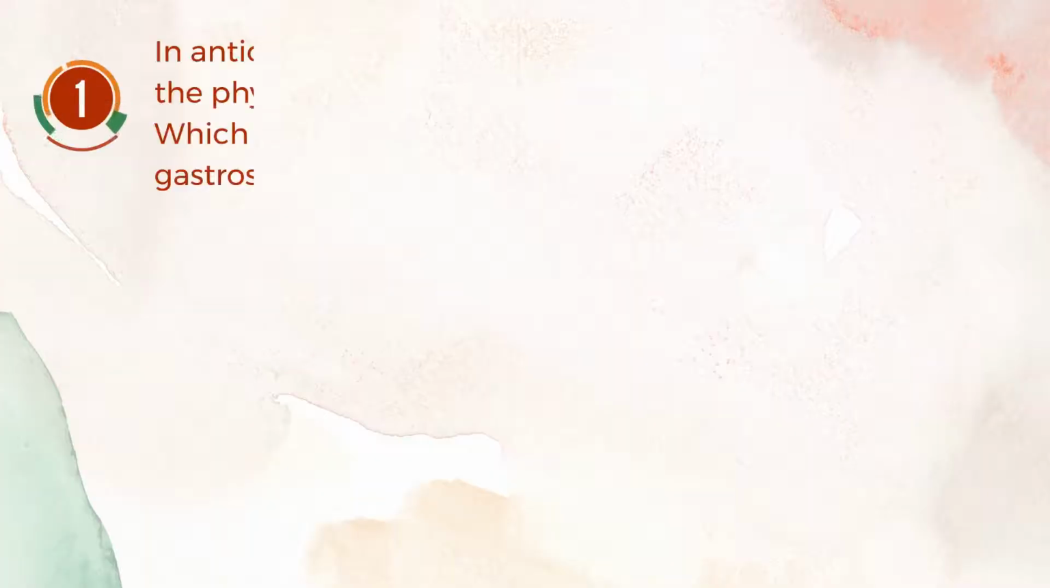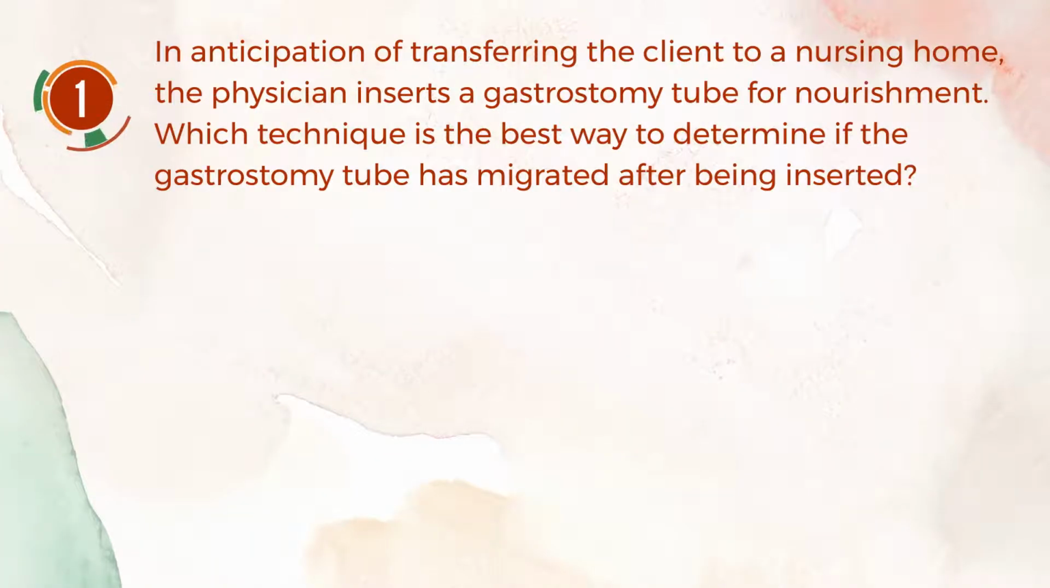Number 1. In anticipation of transferring the client to a nursing home, the physician inserts a gastrostomy tube for nourishment. Which technique is the best way to determine if the gastrostomy tube has migrated after being inserted?